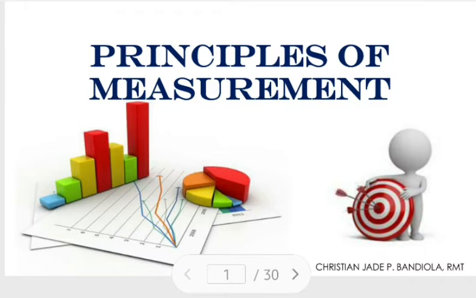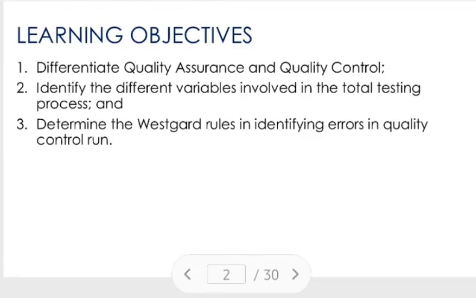So for our learning objectives, number 1, differentiate quality assurance and quality control. Number 2, identify different variables involved in the total testing process. And number 3, determine the Westgard rules in identifying errors in a quality control run.